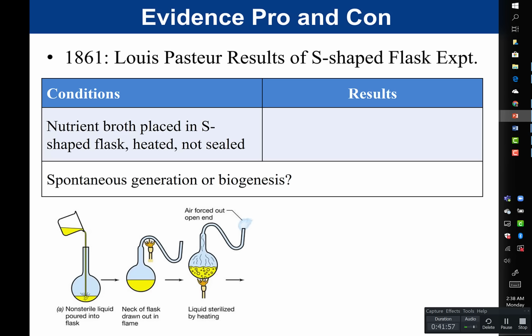In 1861, Louis Pasteur did an experiment using this S-shaped flask. What he did in his experiment was he took this non-sterile liquid, this broth, and poured it into a flask. Now he used a flame and he bent the glass so that it had this S-shaped neck. So notice that when he created this S-shaped flask, this is open, air can still get in, but anything that comes in is going to settle in the neck of the tube.